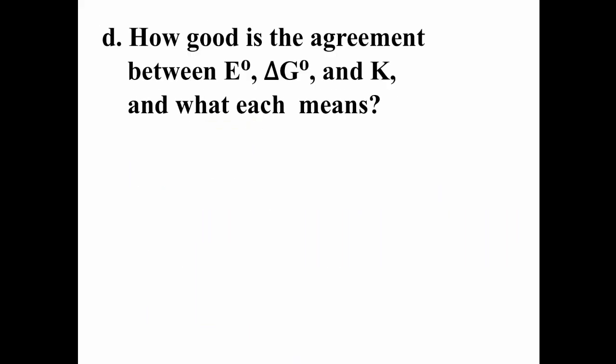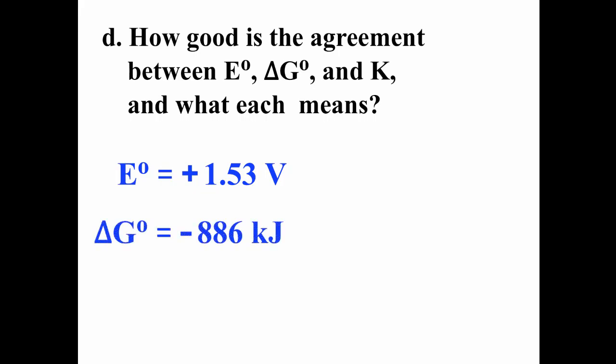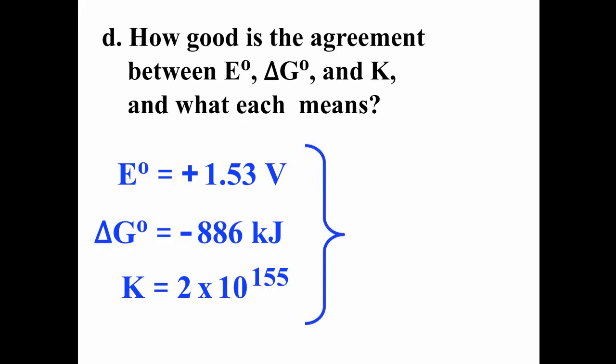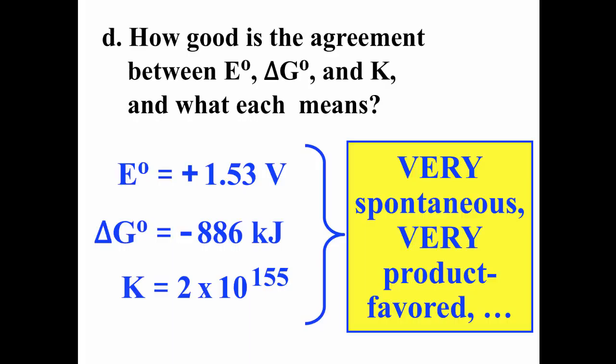And then, how good is the agreement between these values, E naught, delta G naught, and K, and what does each mean? So here's the summary. E naught, 1.53 volts, positive. Delta G naught, negative 886 kilojoules. And K, 2 times 10 to the 155th. And notice all of those say very spontaneous, very product favored.